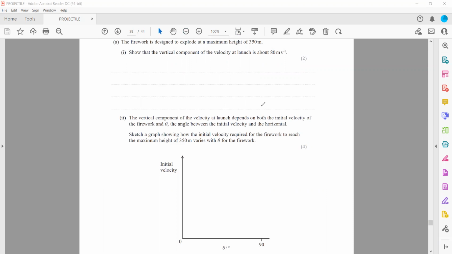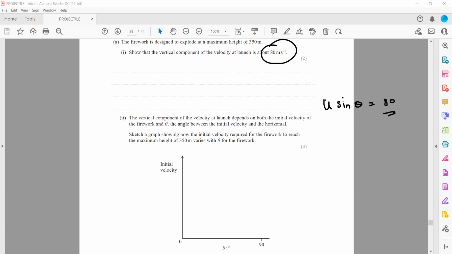We have the vertical component, which will be equal to u, the initial velocity, sine theta, and that answer should be about 80, because as I mentioned, the vertical component of the velocity is about 80. Our answer might be 82 or 81, but according to the question it should be about 80. So the product u sine theta should be about 80.